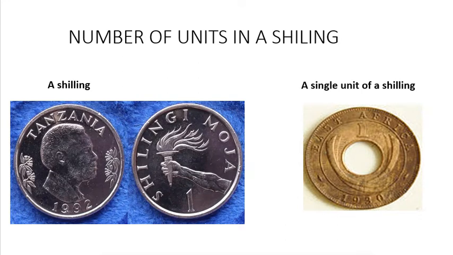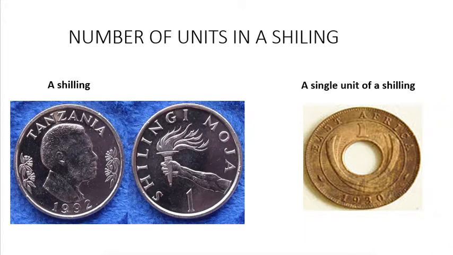About the number of units in a shilling. In fact, a shilling is divisible into units, and those units should be decimals. So within a shilling there are decimals. Now we shall see how this works.